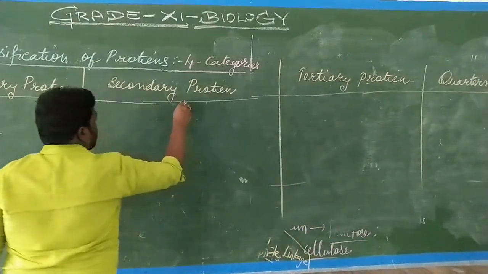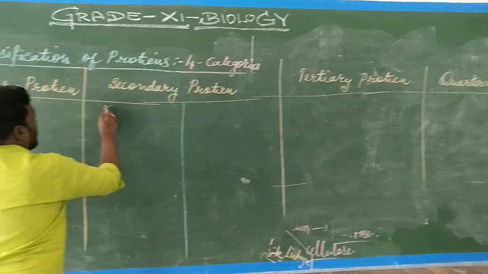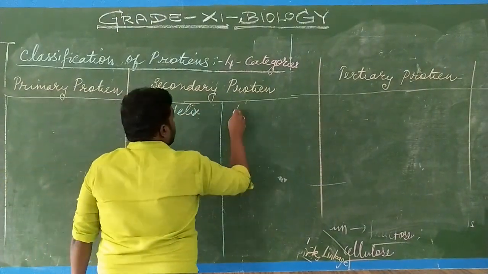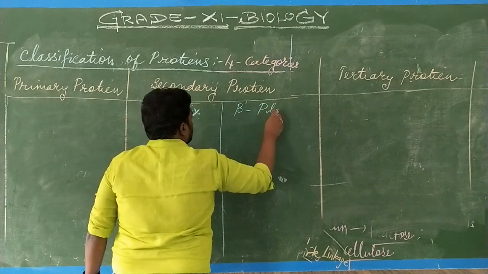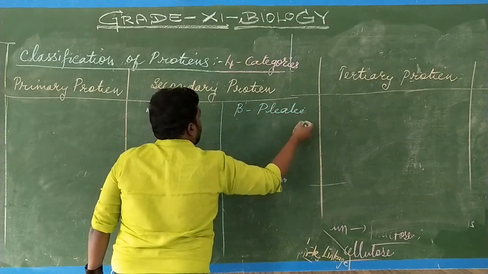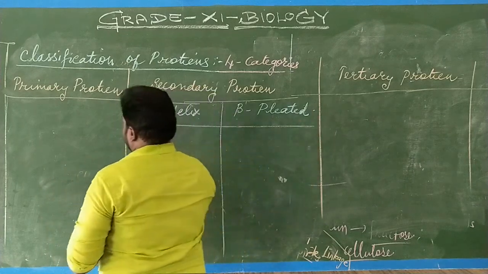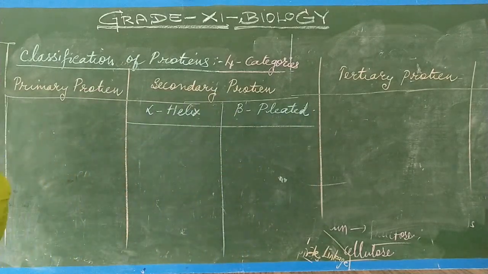The secondary protein is broadly classified into 2. One is called alpha helix protein, then beta pleated protein. Alpha helix and beta pleated proteins. Now we start with the primary protein.